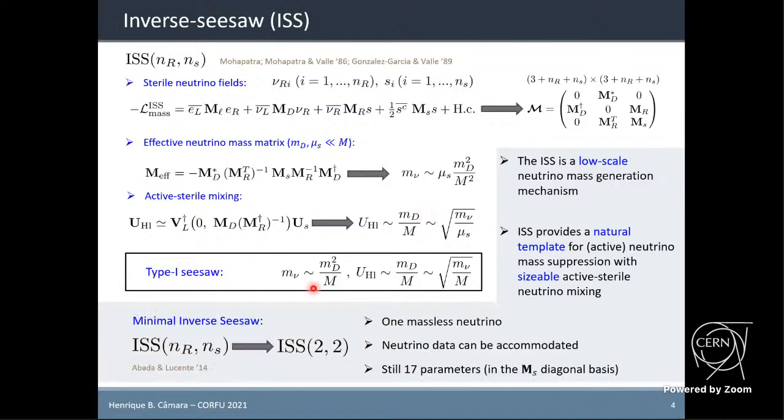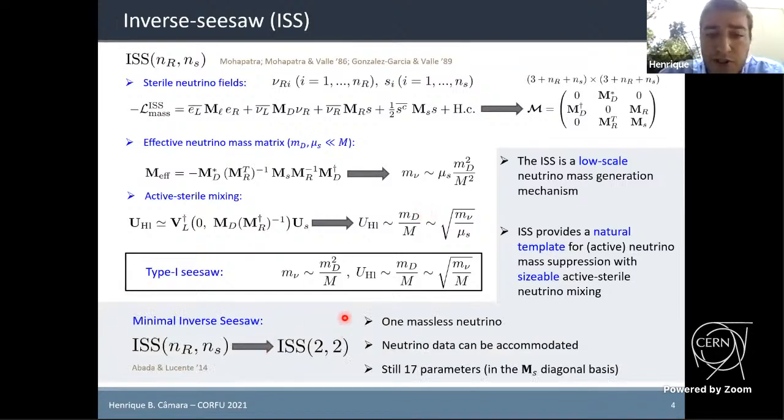In our work, we focus on a minimal setup, which is inverse seesaw 2-2. We only add two right-handed neutrinos and two singlet fermions to the standard model particle content. And within this framework, we are always going to have a massless neutrino. However, the oscillation data and the charged lepton masses can be easily accommodated.